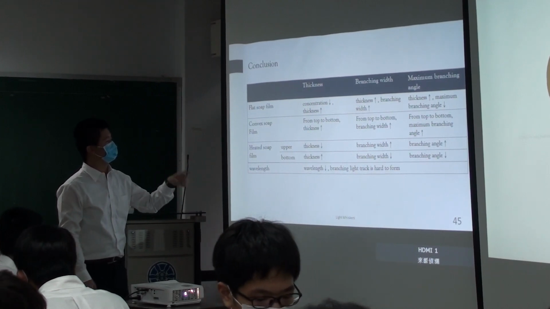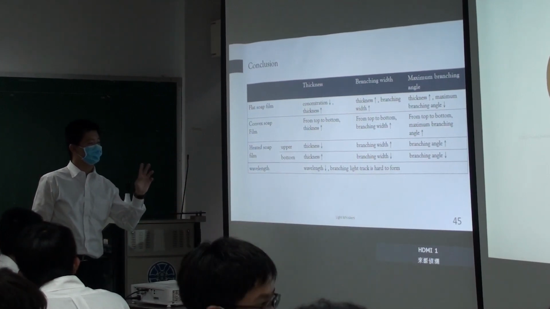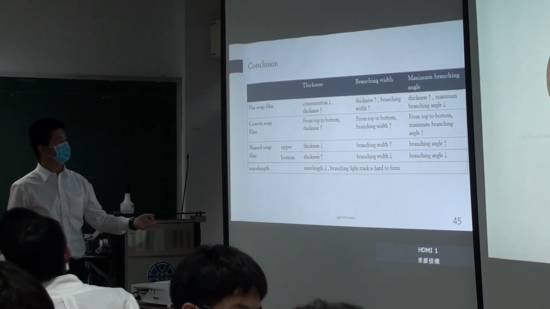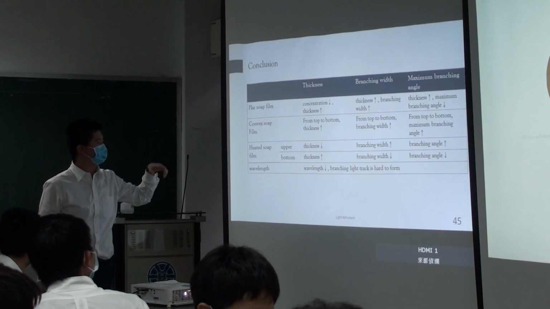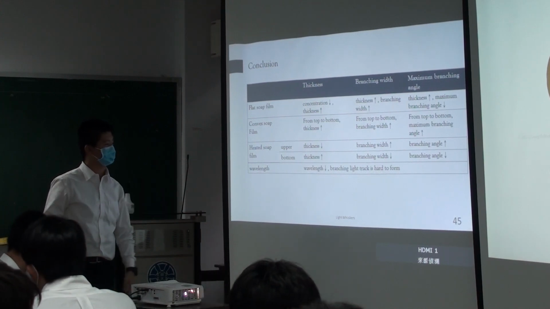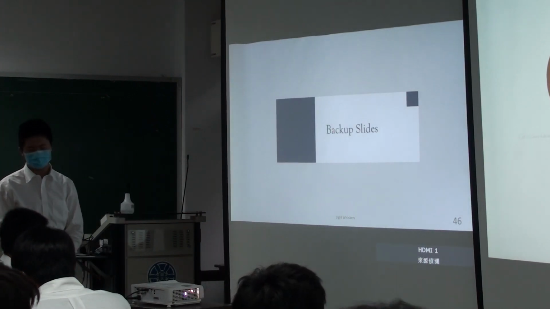Maximum branching angle: as thickness increases, the maximum branching angle decreases. From top to bottom, the maximum branching angle increases for convex cell film. And then for the heated cell film, you can just see for yourself. Okay, that's all. Thank you.